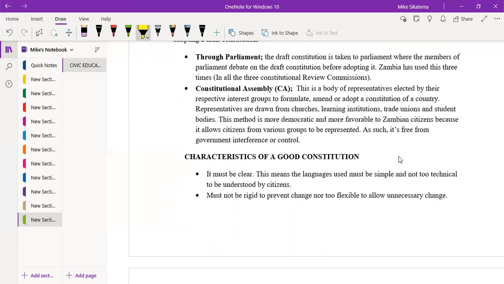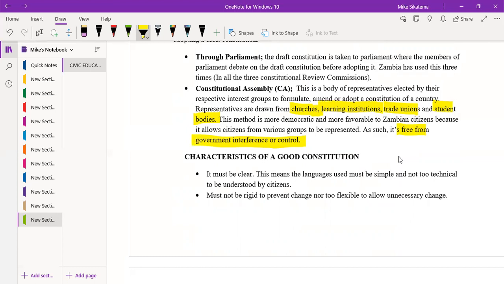So a constitutional assembly is actually interesting because it has certain bodies of the Zambian public, certain sections: churches, learning institutions, trade unions, and also student bodies. And this is actually a good representation of the Zambian citizens. So it's actually a good way because it's free from government interference. You have a representative in each section. So it's easy to actually change the constitution.